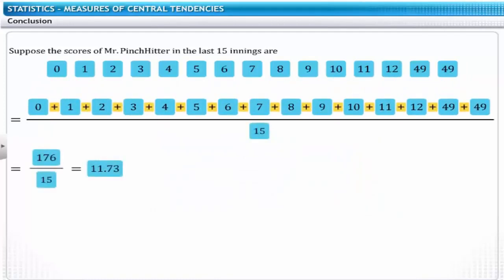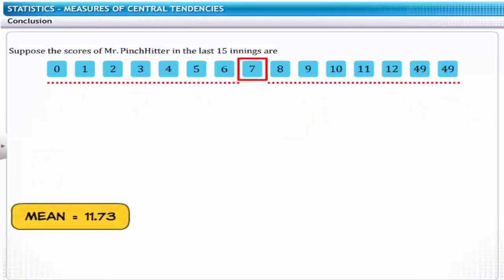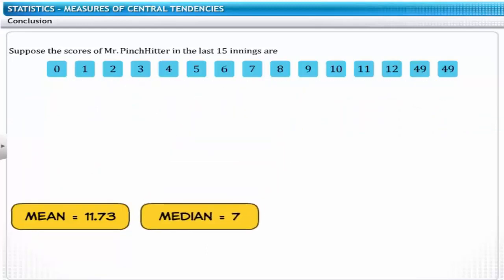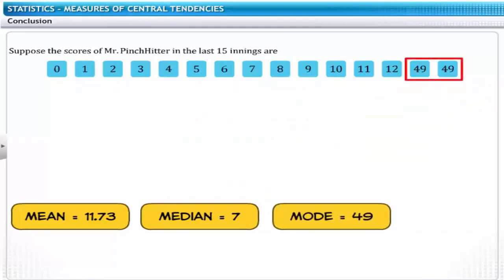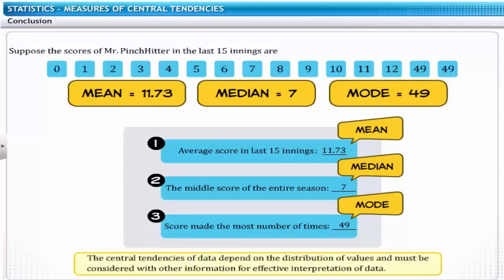In this case, the average score or mean is 11.73. The middle score or median in this case is 7. The run scored the maximum number of times or mode in this case is 49. Would Mr. Pinch Hitter still prefer to use his average score or mean in his performance record? Not likely. This time he would prefer to use the mode. Thus, we can see that the central tendencies of data depend on the distribution of values and must be considered with other information for effective interpretation of data.